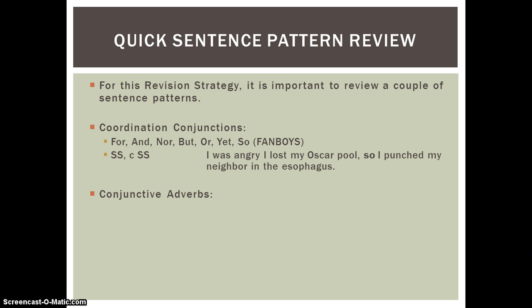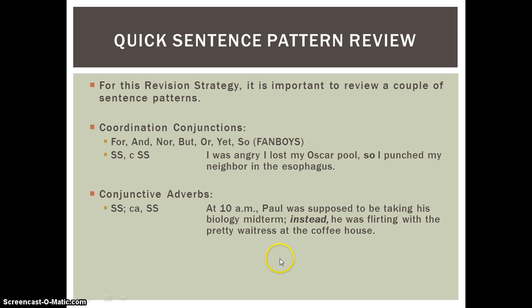And then of course we remember conjunctive adverbs. This is where we have a simple sentence, a semicolon, conjunctive adverb, comma, and then another simple sentence. And I actually have a super sentence pattern here. At 10 a.m., introduction, comma, Paul was supposed to be taking his biology midterm, semicolon, conjunctive adverb instead, comma, he was flirting with a pretty waitress at the coffee house. Shame on Paul. Right? But again, simple sentences. They could stand on their own, but we are combining them.